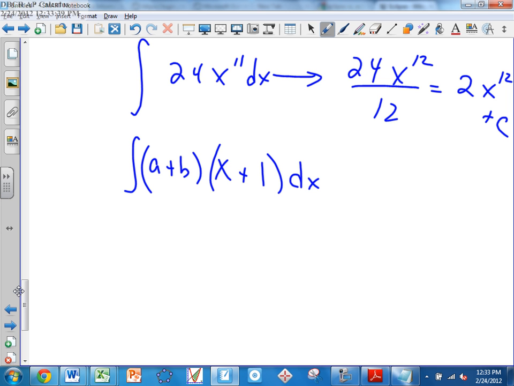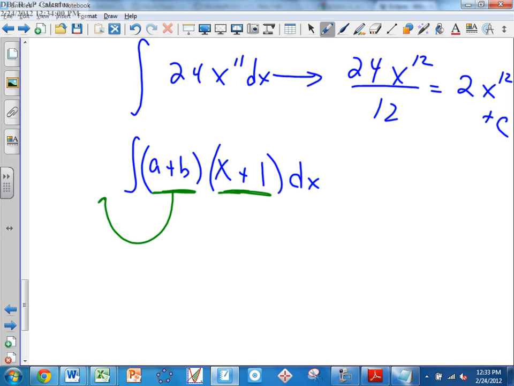A and B are just some numbers, some constants. No, I'm saying the degree is like the exponent. So what is this saying? This is saying, what is the integral of some constant times some function of x? Well, this constant can just be moved out front. Okay, it can just be moved out front.